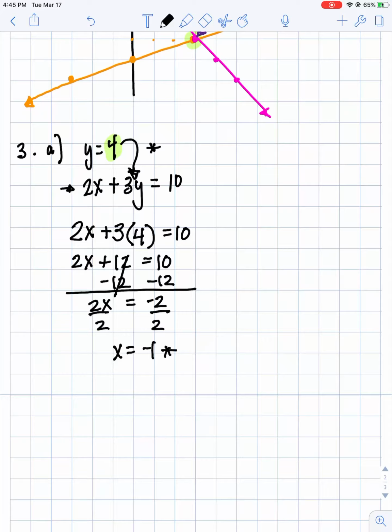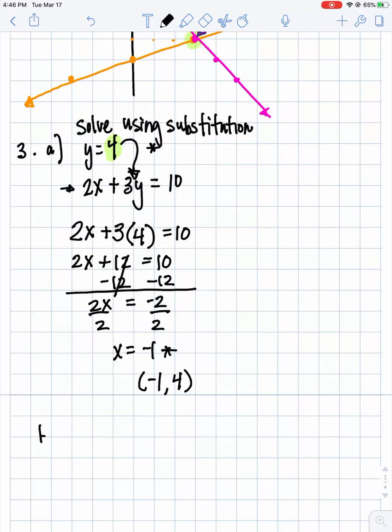And so if you know x and you know y, you know the magical ordered pair where these two lines cross, aka the solution point. And the solution point is (-1, 4) because negative 1 is your x, and 4 is your y. So that's example A, solving using substitution.